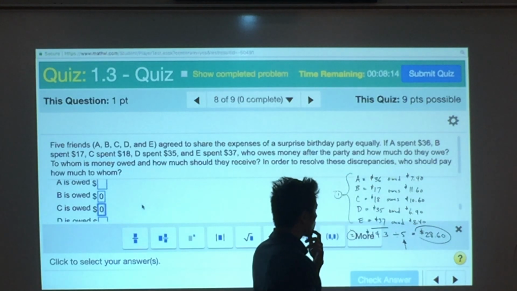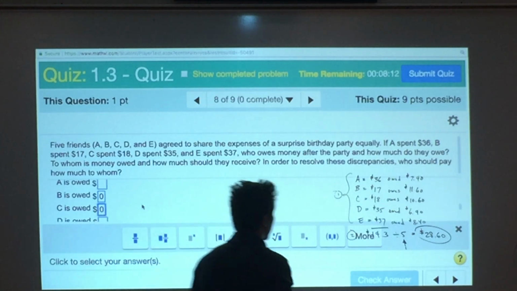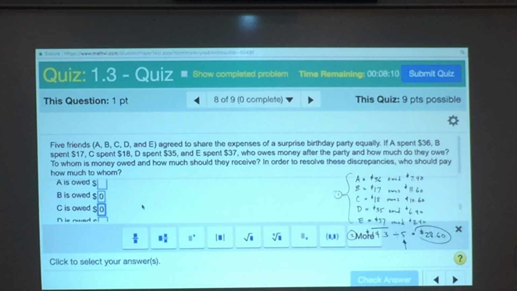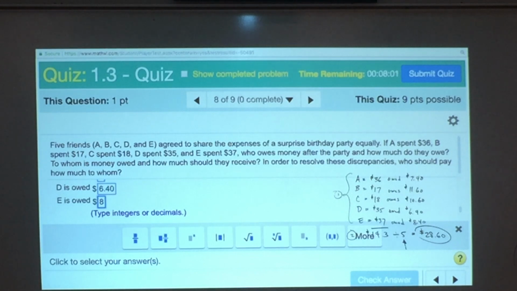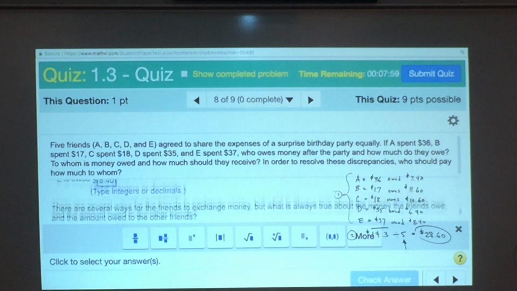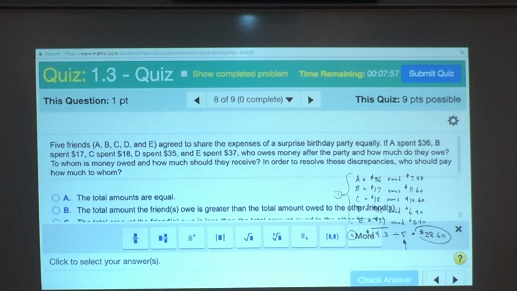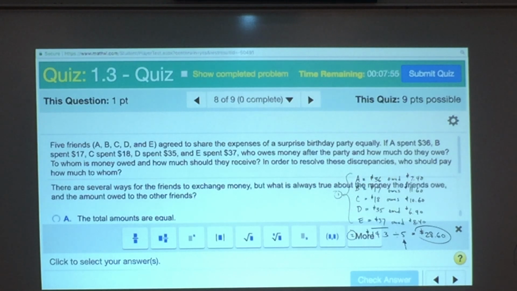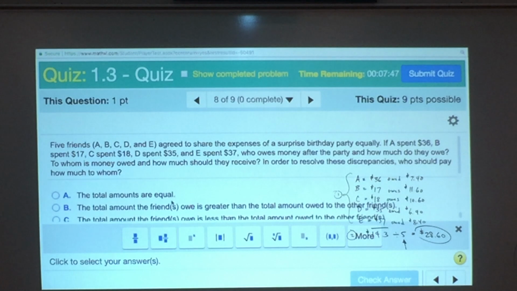So you would type those in there. 7.40, 6.40, 8.40, and then there's a little bit extra. There are several ways for the friends to exchange money, but what is always true about the money the friends owe and the amount owed to the other friends? Let's take a look at this.